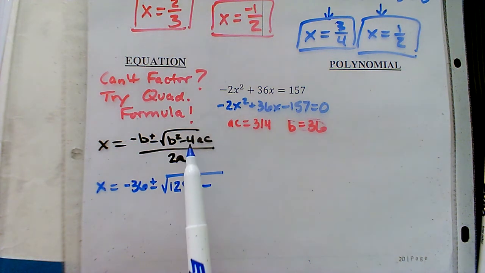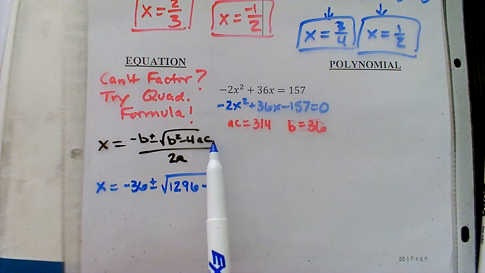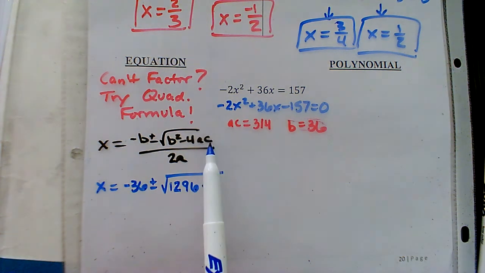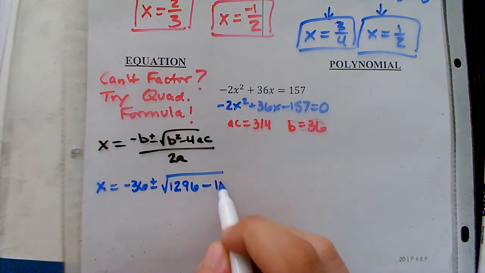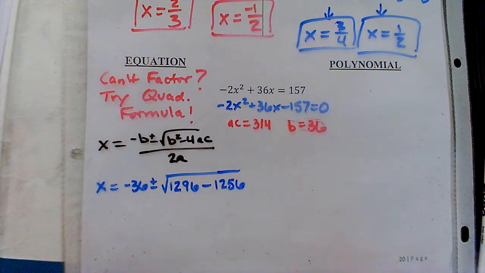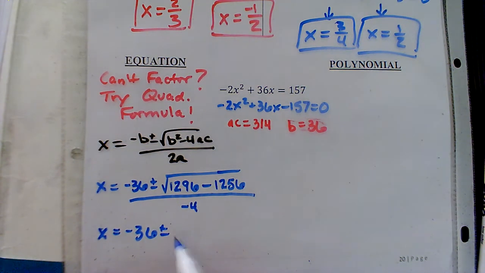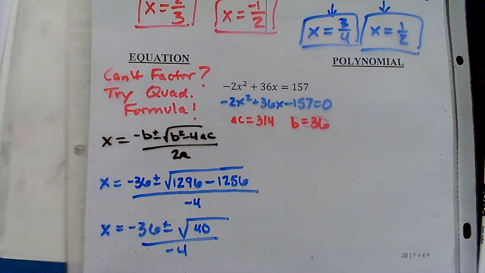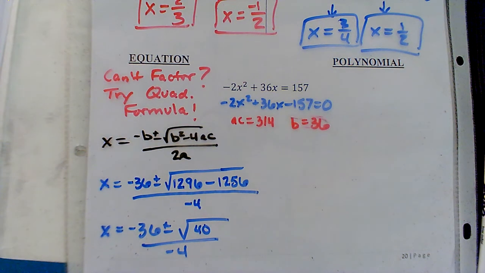On your calculator, we need 4 times a times c. So 4 times negative 2 times negative 157, because we moved it over. 1256. We have to subtract those two numbers, all over 2 times a. So 2 times negative 2, we got negative 4. Let's simplify. 1296 minus 1256 is 40. Now if you take a look at the two previous examples we did, we had two solutions for x.